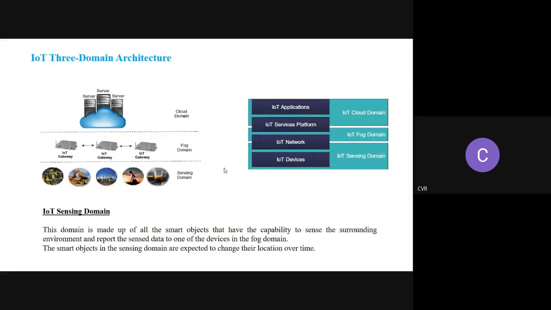So in IoT at a high level, you can divide the architecture into three domains. One is the sensing domain, where you acquire the data; actually, you sense the things. Then you have the fog domain, because this is a gateway domain in between, which will do certain tasks. And finally the cloud domain. So these are the three domains.